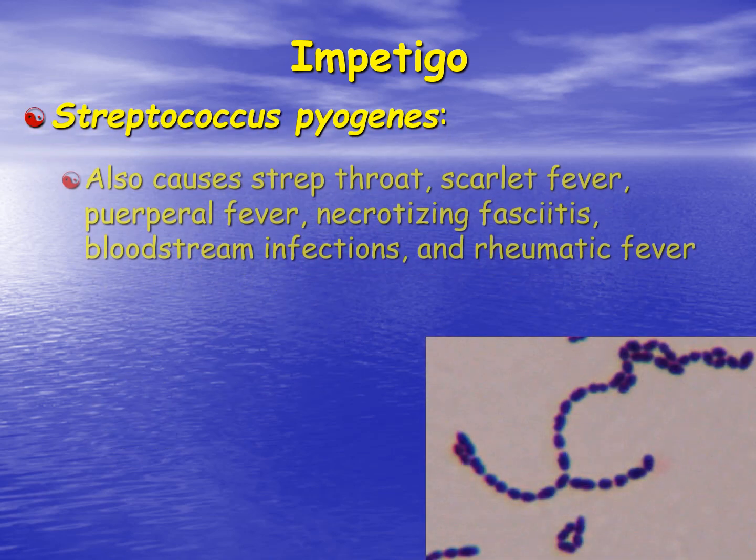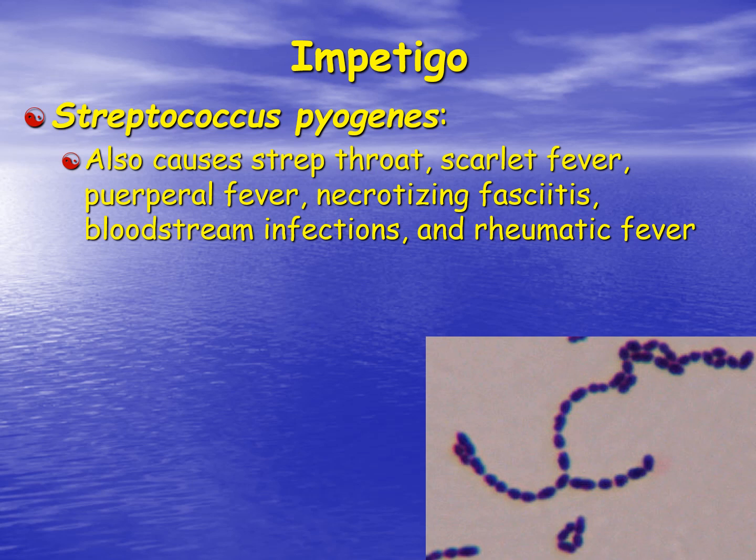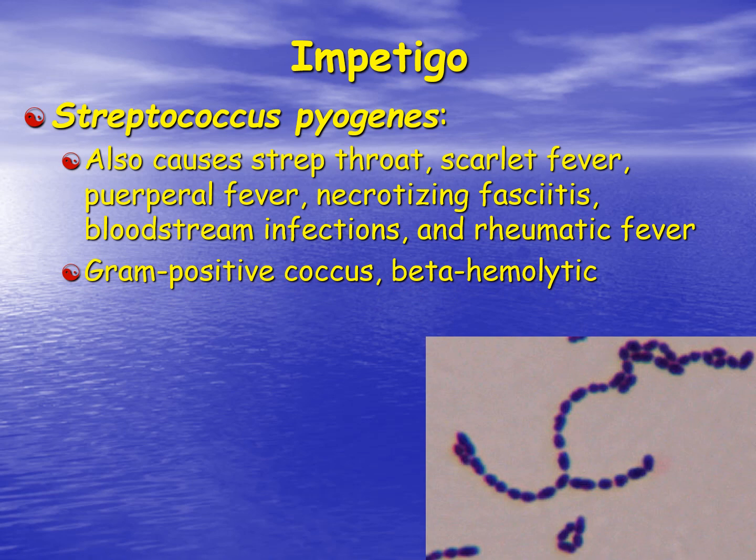Strep pyogenes also causes strep throat, scarlet fever, puerperal fever, which is very common in postpartum women, necrotizing fasciitis, known as the flesh-eating bacteria, bloodstream systemic infections, and rheumatic fever. And again, it's a gram-positive cocci.